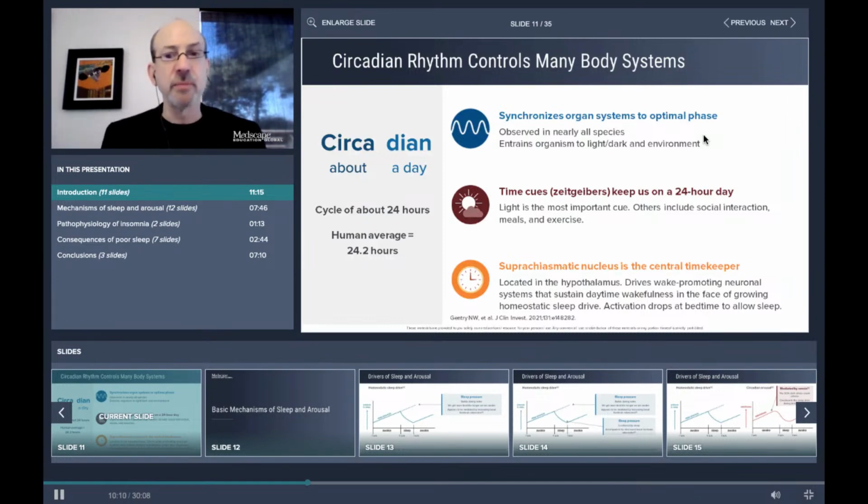Now, the circadian rhythm is a system that organizes in a way that aligns the activities of essentially every cell in the body, including all of our organs.